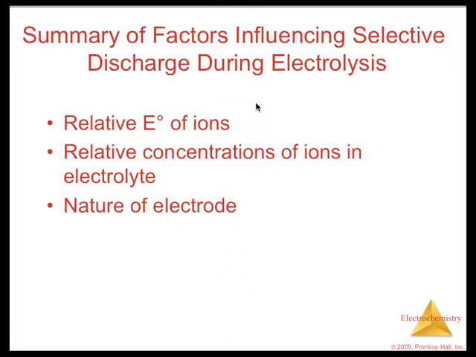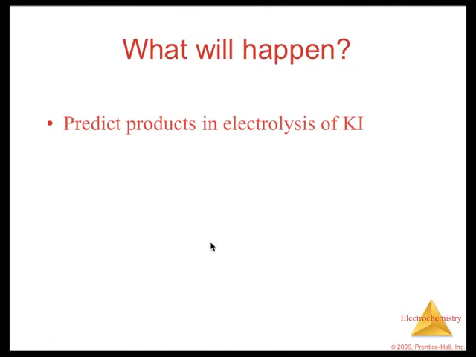What is going to affect the selective discharge during electrolysis? The relative potential of ions, the relative concentrations of ions in the electrolyte, and the nature of those electrodes. We've done a lot of examples in class. I would suggest you look those over.